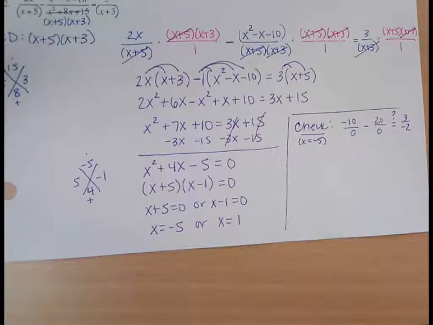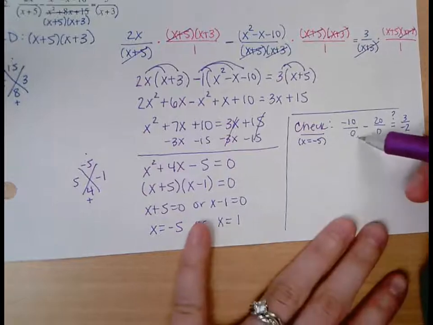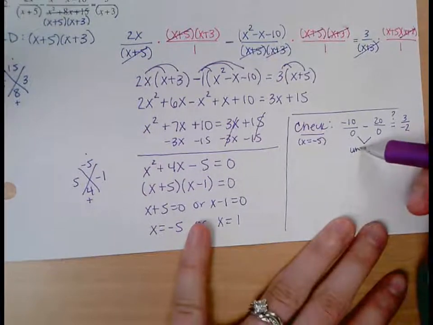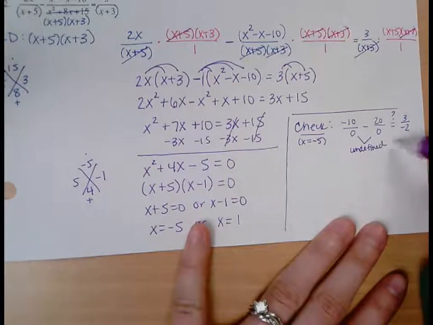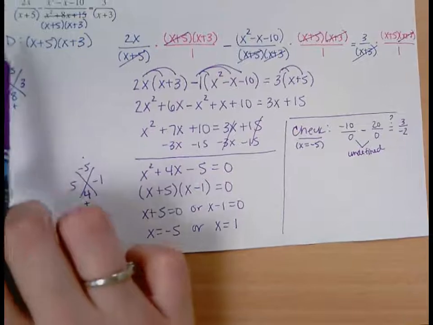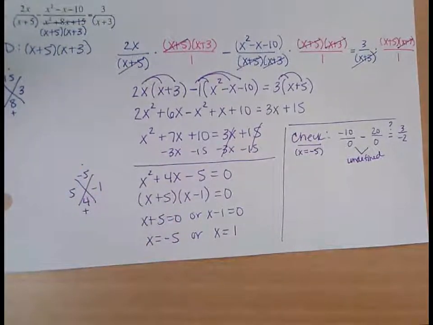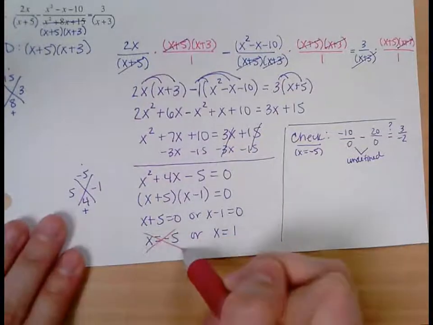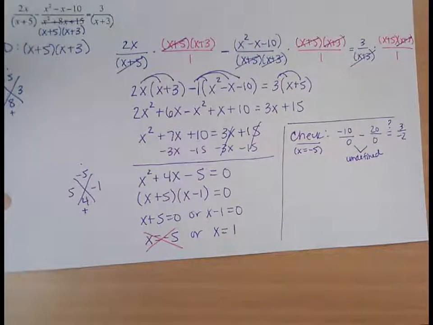Okay, yes, the fractions, when you have 0 in a denominator, that is undefined. So I automatically know this doesn't work. So if you plug in a number and it makes any of your denominators 0, it cannot be a solution. Okay, so this would be an extraneous solution. Negative 5 does not actually work out.